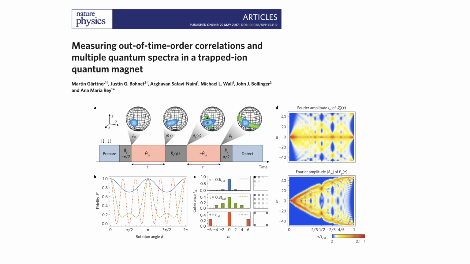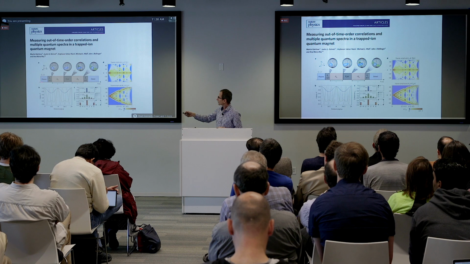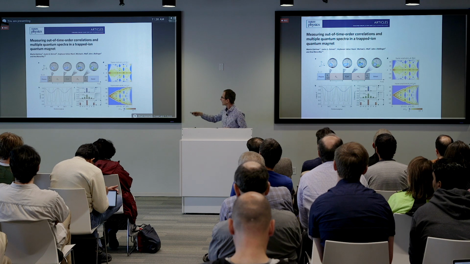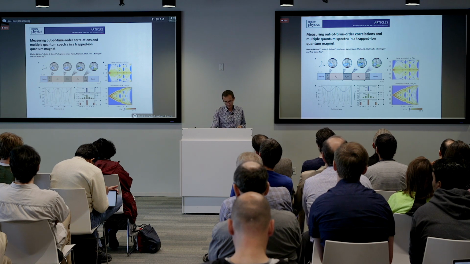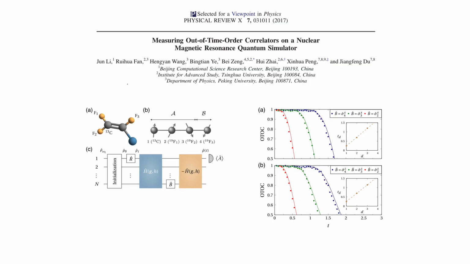So these OTOC and quantum chaos actually have been measured in systems where you can do precisely this. When you can reverse the sign of the Hamiltonian at will, then you can do this. So for instance, this is a trapped ion quantum magnet, and the algorithm involves evolving the system forward in time and then backward in time, and this gives you this out-of-time order correlator that quantifies chaos.